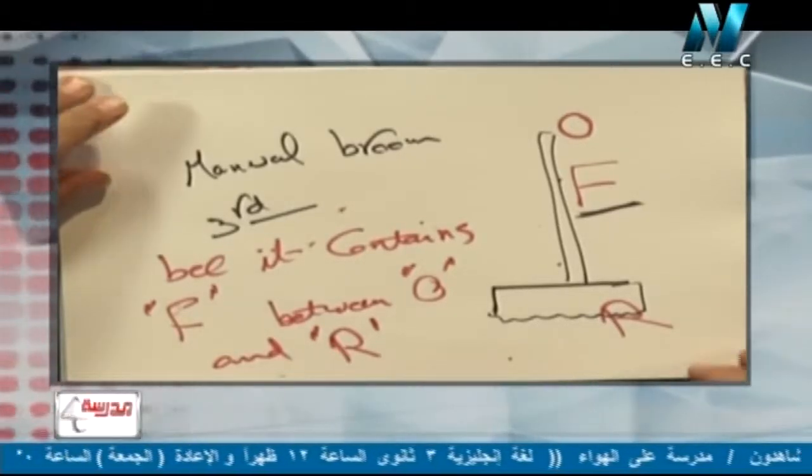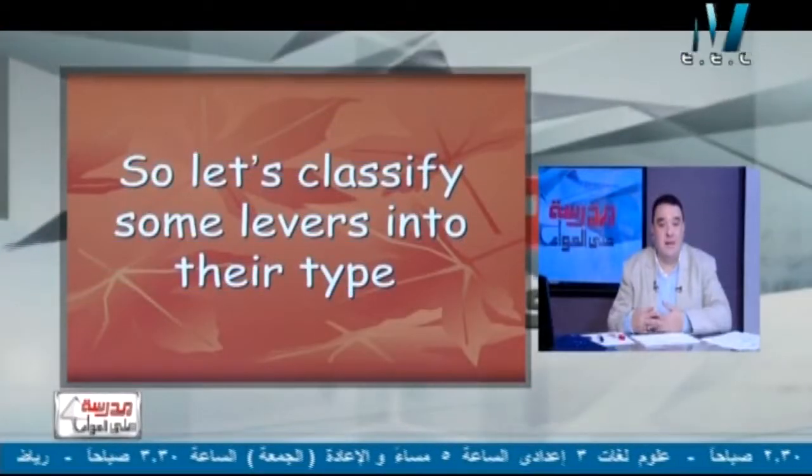So now we have practiced more and more to determine the type of lever according to the midpoint. F in the middle, it will be third class lever. R in the middle, it will be second class lever. O in the middle, it will be first class lever. So now let's classify and practice more some levers into their type.